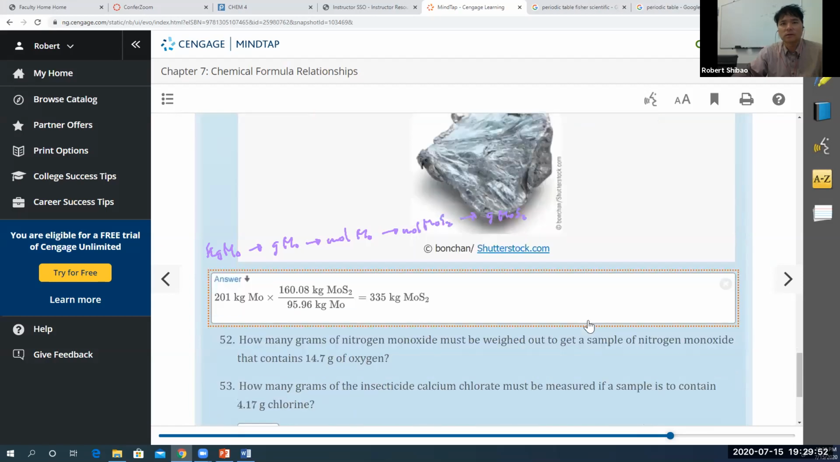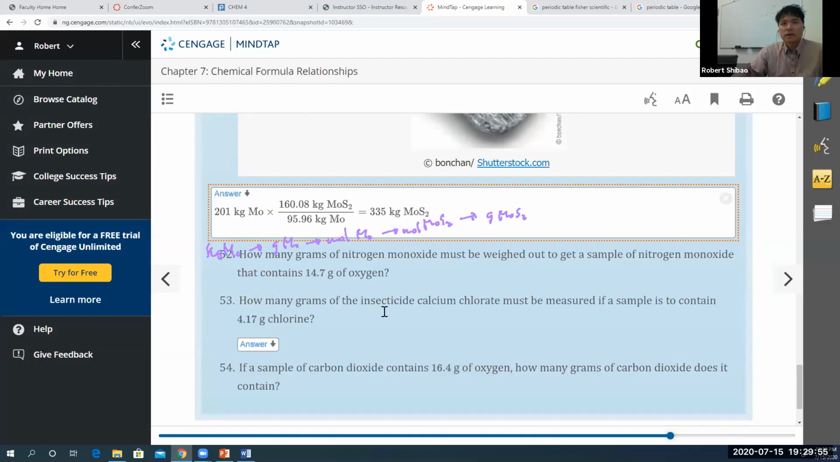You use mass ratio. How many grams of insecticide calcium chlorate must be measured if a sample did contain 4.17 grams of chlorine? So calcium chlorate has chlorine present in there. So what is calcium chlorate? Well, let's take a look. Chlorate, you should know. This should be automatic. Look at the periodic table and you should get that immediately. Calcium is 2+. So calcium chlorate is Ca(ClO3)2, like that. And we need 2 of them.